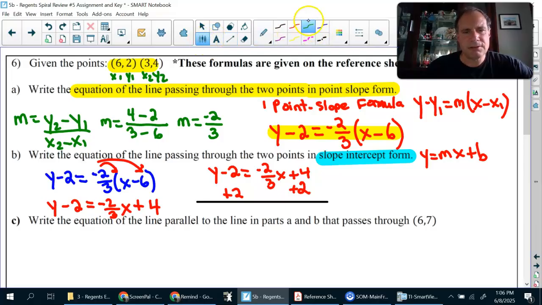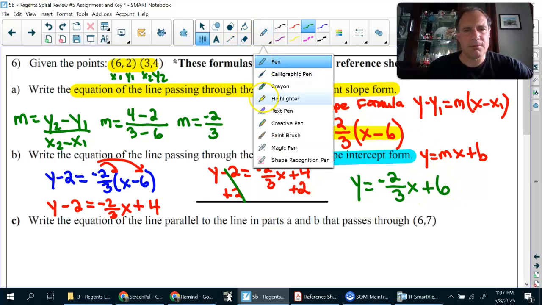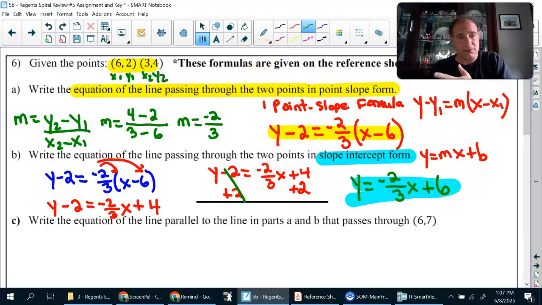When that cancels, this cancels, you get y equals negative 2 over 3x plus 6. And that is your slope-intercept form. It has a slope in it, and it has the intercept.